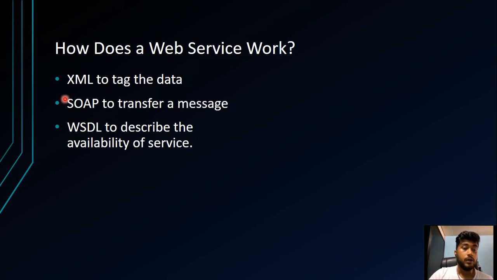So the XML is used to tag the data we are trying to exchange, and SOAP is used to transfer a message from the client to the server or the server to the client. And then comes WSDL. It's basically a language that describes the availability of services the server can provide.